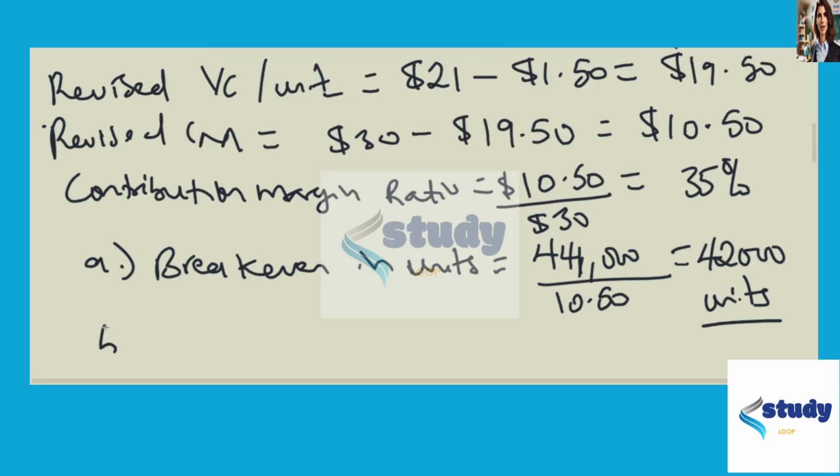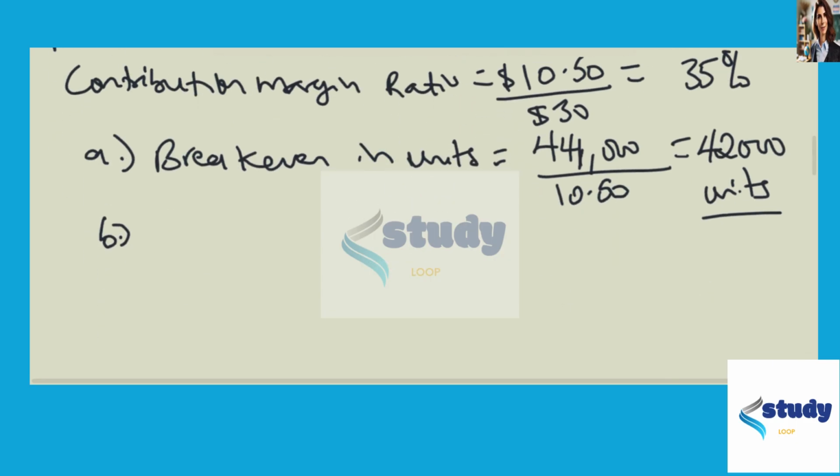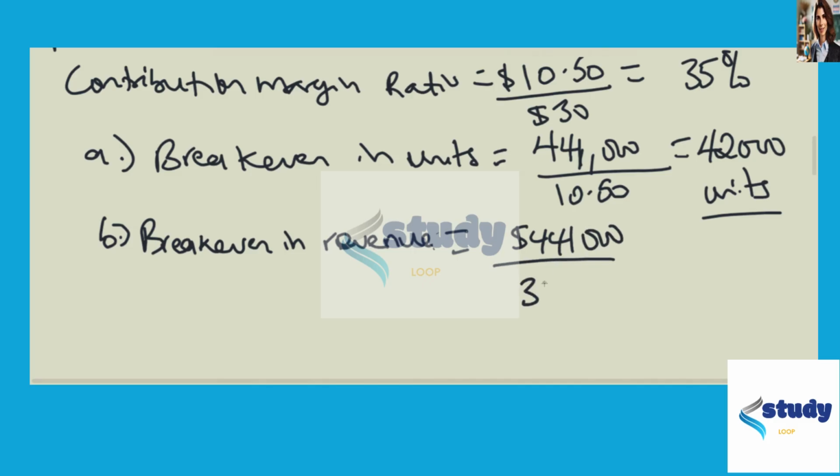Now the break-even point, which is the second part of the question, in revenues, will give you, in revenue, I'm sorry, will give you 441,000, which is the revised fixed cost, divided by 35%, and this will give you 1,260,000, and it's in dollars.